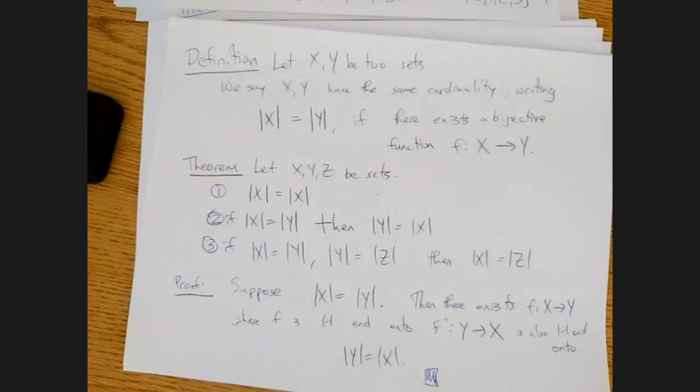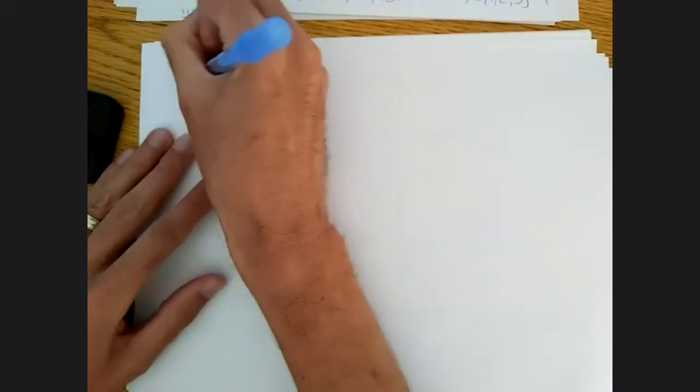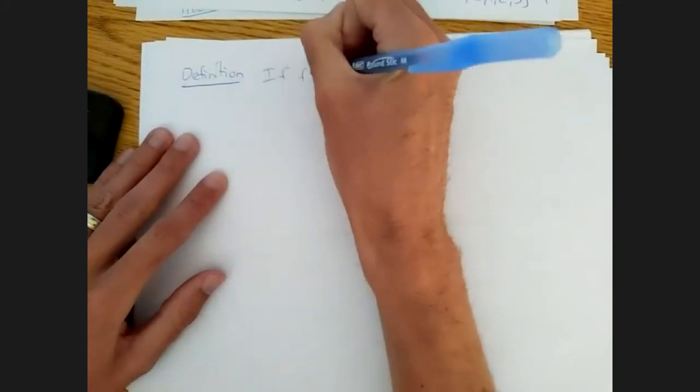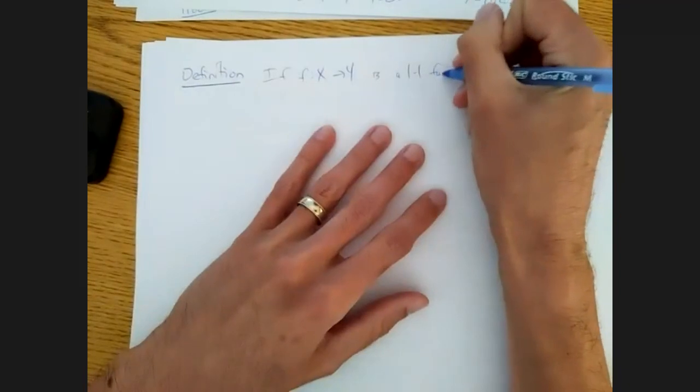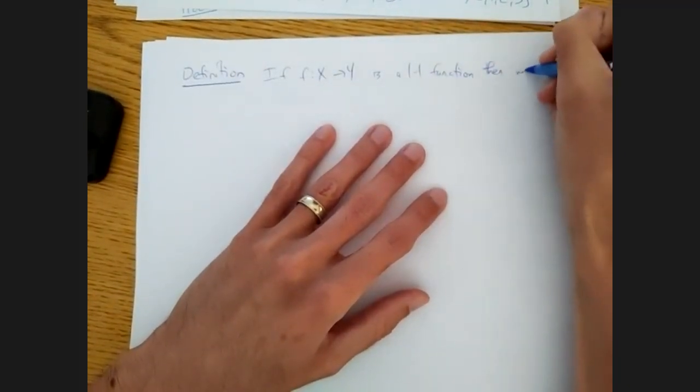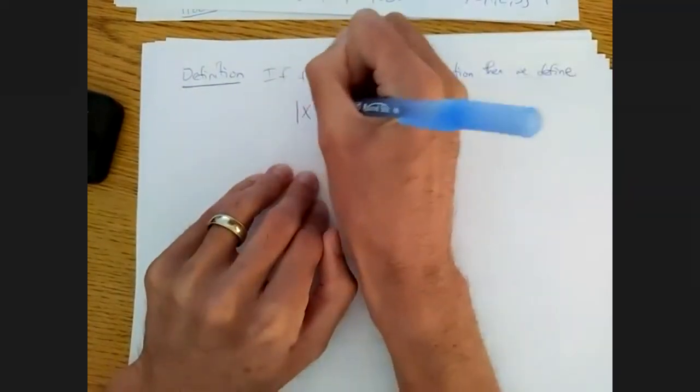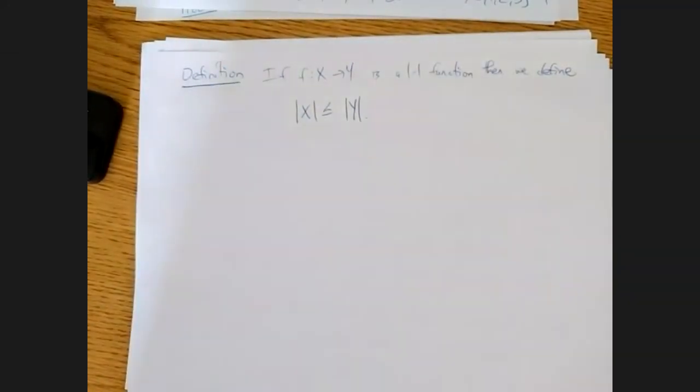Okay, so when things have equal cardinality, it means we have a one-to-one and onto function. We'll let this mean less than or equal to, which seems like a natural definition. If f from X to Y is a one-to-one function, then we write |X| ≤ |Y|.